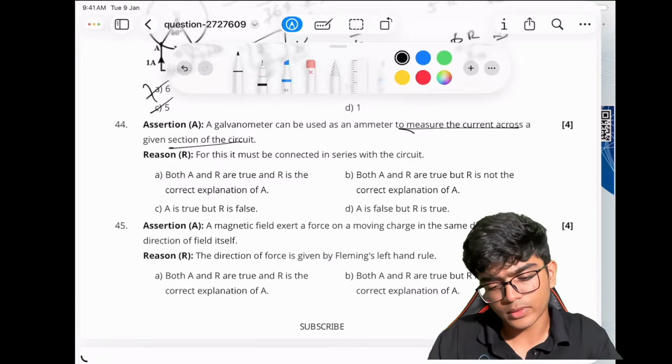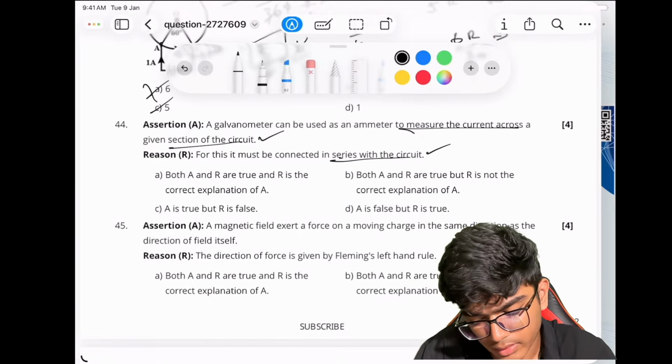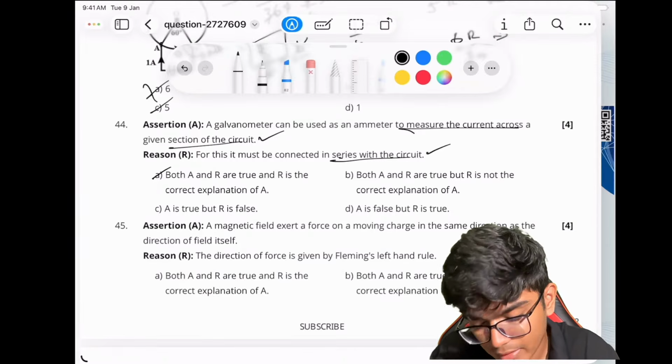Galvanometer can be used as an ammeter to measure current across a given circuit. Yes, though it must be correct as is in the circuit. Both are right. Both are right in correct explanation. It's a very statement based.